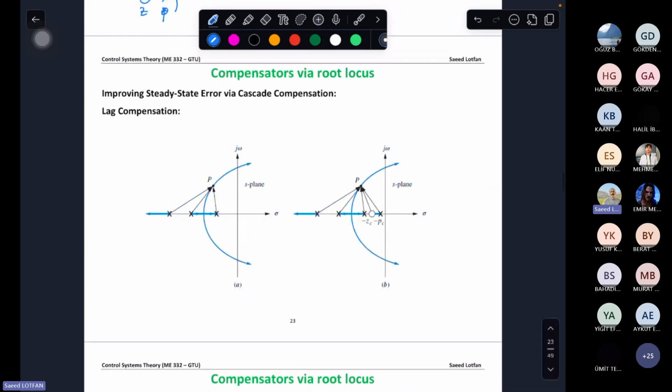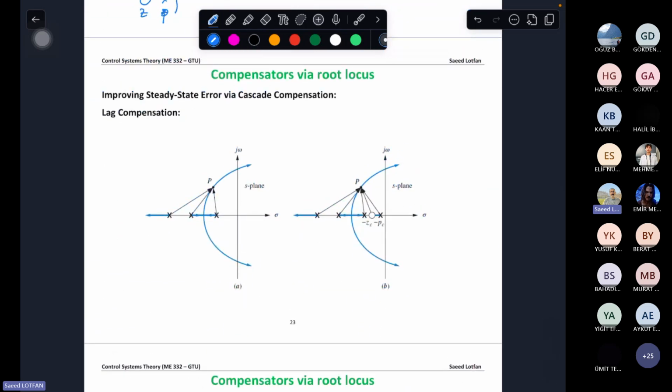And why is the transient response not affected? Again, looking at figure A, we can say point P is on the root locus because theta 1 minus theta 2 minus theta 3 is (2k plus 1) times 180 degrees. But here we have minus theta of pole C plus theta of z_C minus theta 1 minus theta 2 minus theta 3, which is also equal to (2k plus 1) times 180, because theta p_C is close to theta z_C.